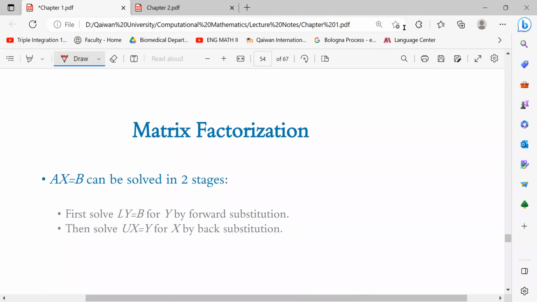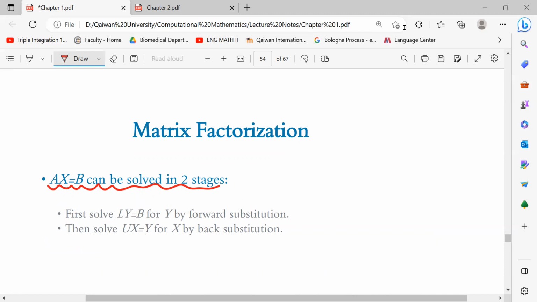Here, in matrix factorization, you can solve it in 2 steps or in 2 stages. First, we say Ly equals B. L is the lower triangular matrix, times Y. Y is a column vector of variables y1, y2, y3, and so on. Okay? Is equal to B. B is the matrix of constants, the constant terms, or the right-hand side constants. Then, after finding y, we say Ux equals y.